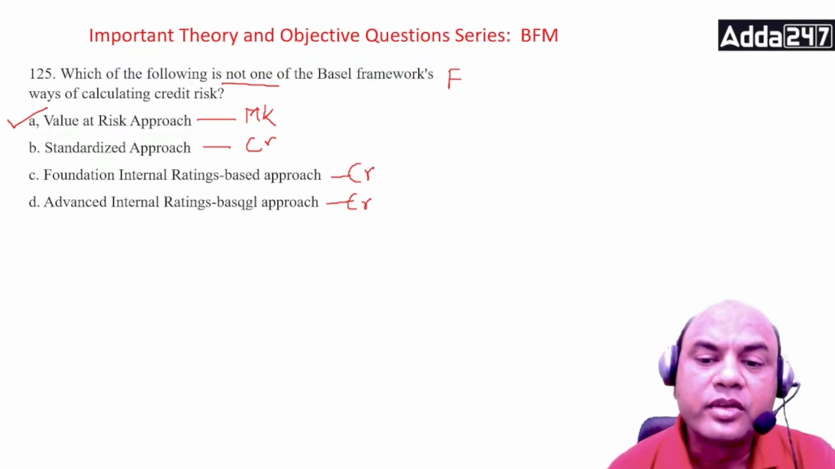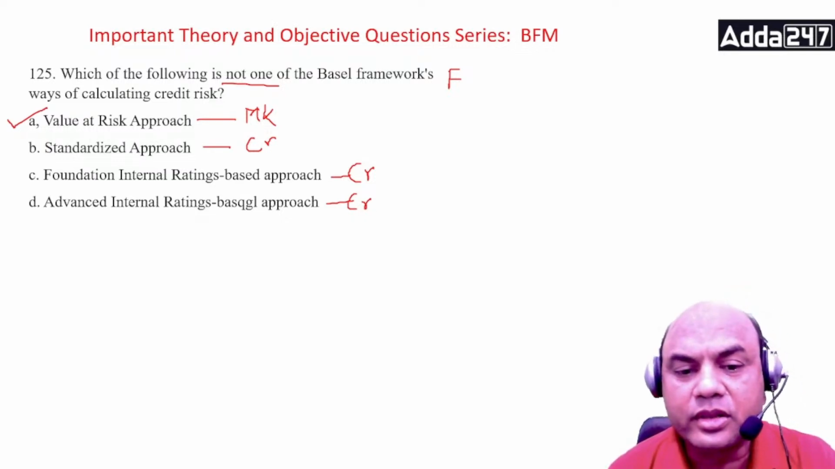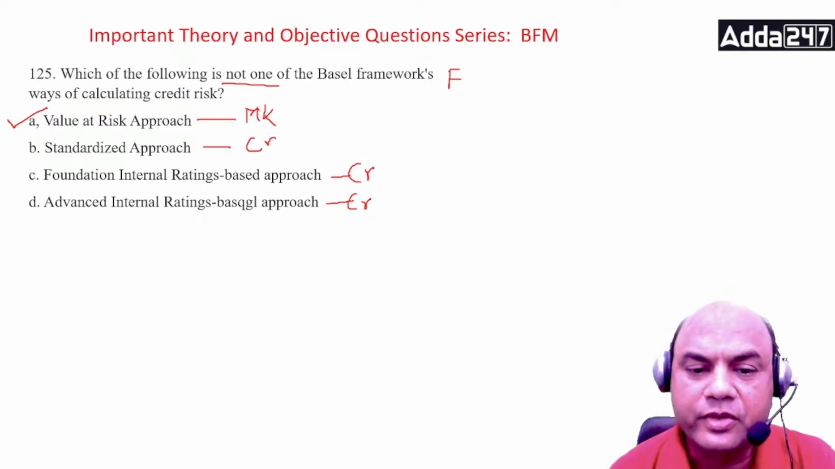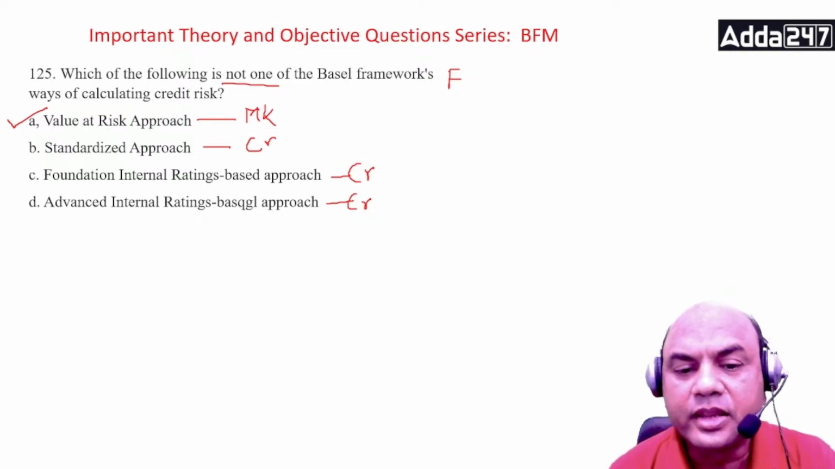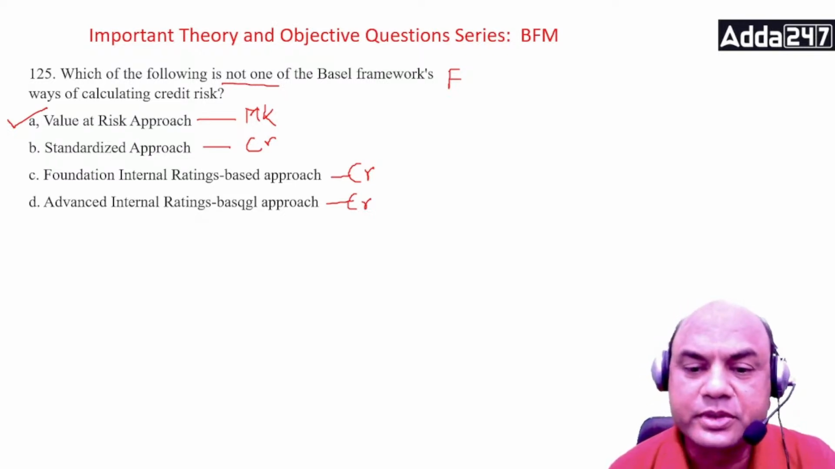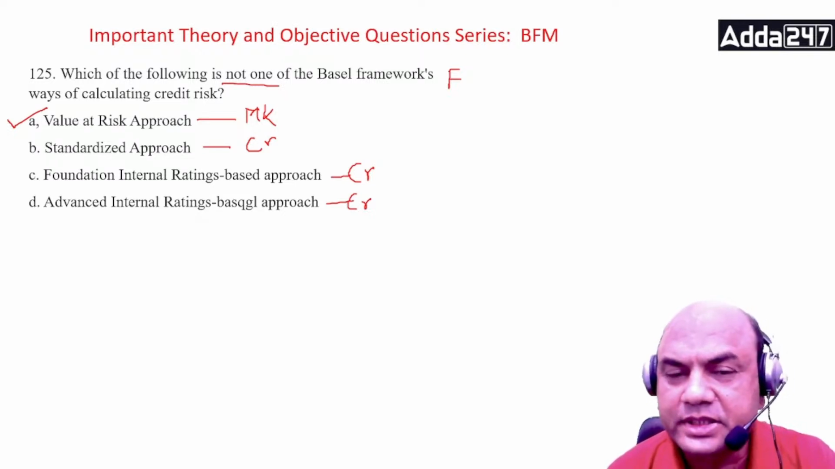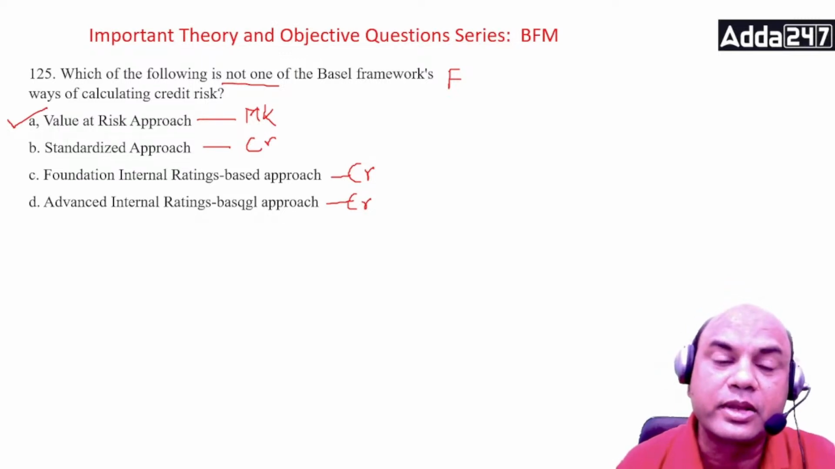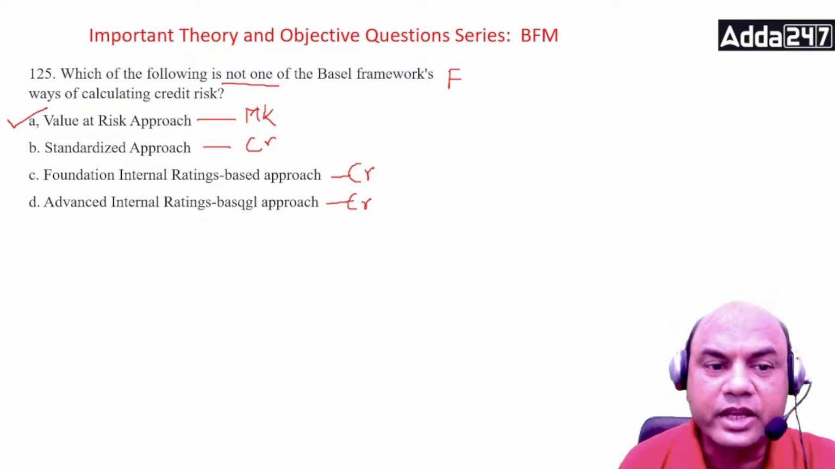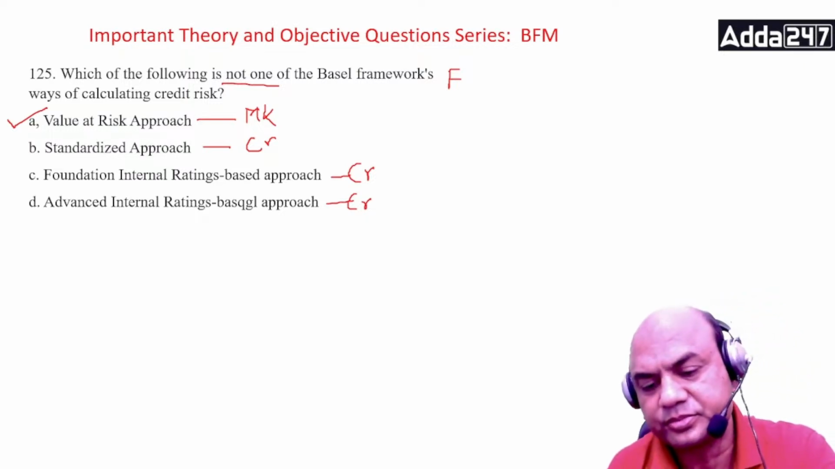Under FIRB, banks model only the probability of default, while in AIRB they can calculate loss given default, exposure at default, basically everything, because the parameters are given by the bank only under AIRB. So the answer is VAR, the value at risk approach.